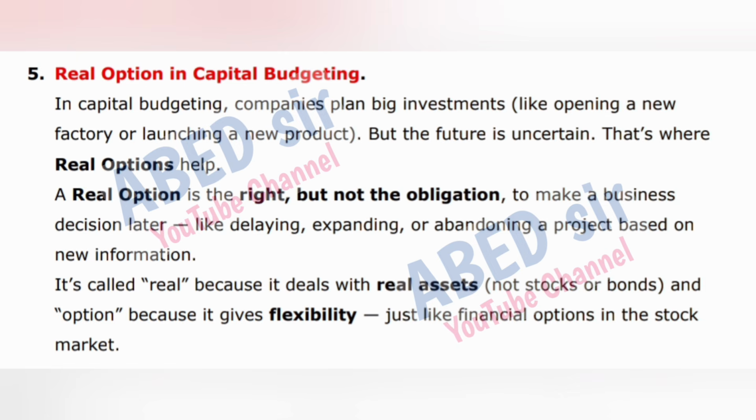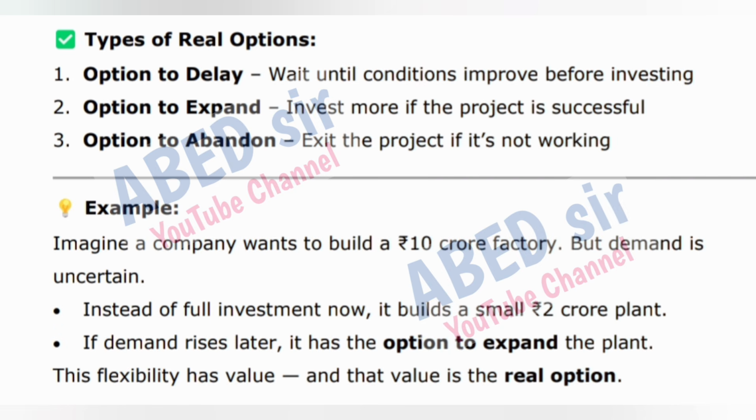A real option is the right, but not the obligation, to make a business decision later, like delaying, expanding, or abandoning a project based on new information. It's called real because it deals with real assets, not stocks or bonds, and option because it gives flexibility, just like financial options in the stock market. Types of real options. 1. Option to delay: wait until conditions improve before investing. 2. Option to expand: invest more if the project is successful. 3. Option to abandon: exit the project if it's not working.